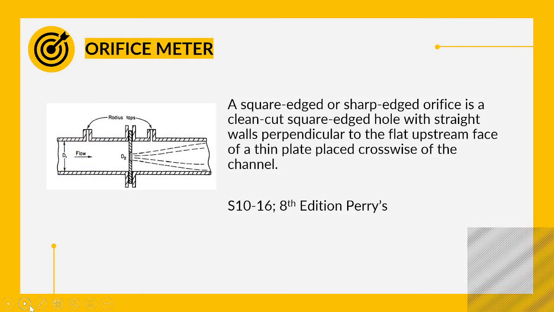An orifice meter is a square edge or sharp edge orifice, a clean-cut square edge hole with straight walls perpendicular to the flat upstream face of a thin plate placed crosswise of a channel. The most widely used flow meter involves placing a fixed area flow restriction, an orifice, in the pipe carrying the fluid. This flow restriction causes a pressure drop which can be related to the flow rate. You can read more about the orifice meter in section 10-16 of the 8th edition of Perry's Handbook.